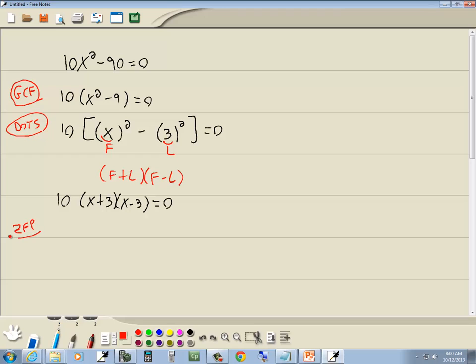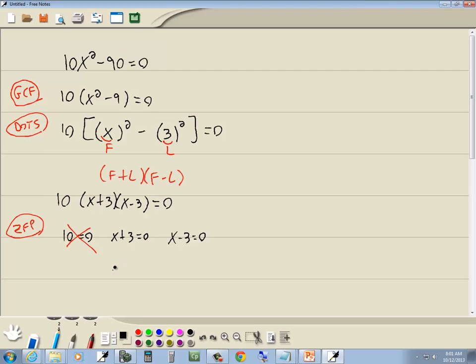Okay, zero factor property. It says you get 0 on one side, you factor the other side, and you set each factor equal to 0. So I'll set 10 equal to 0, I'll set x plus 3 equal to 0, and x minus 3 equal to 0. Now we're solving for a variable. 10 equals 0 doesn't have a variable, so I can cross that out. You actually never need to worry about setting a number equal to 0.